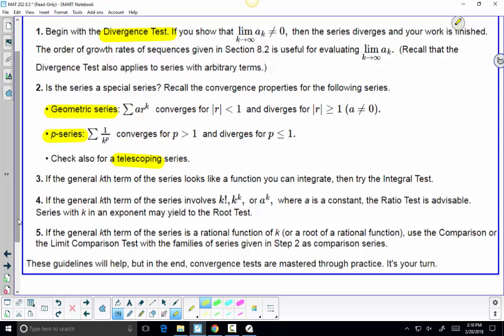Telescoping series are pretty obvious. You see a minus sign, or you see that you could use partial fraction decomposition. Those tend to be, okay, I see, I've got to go with the telescoping. All right.